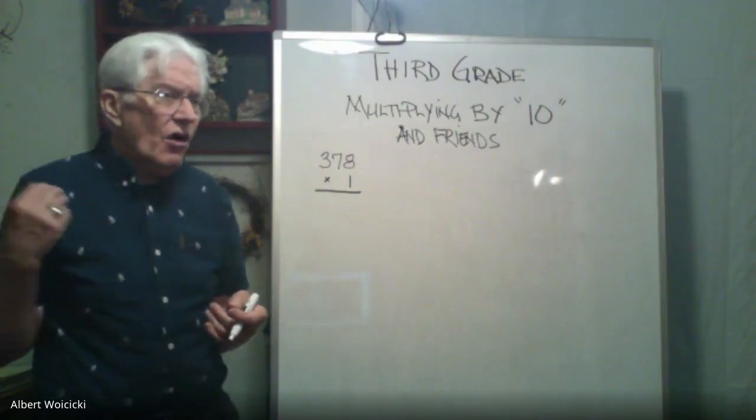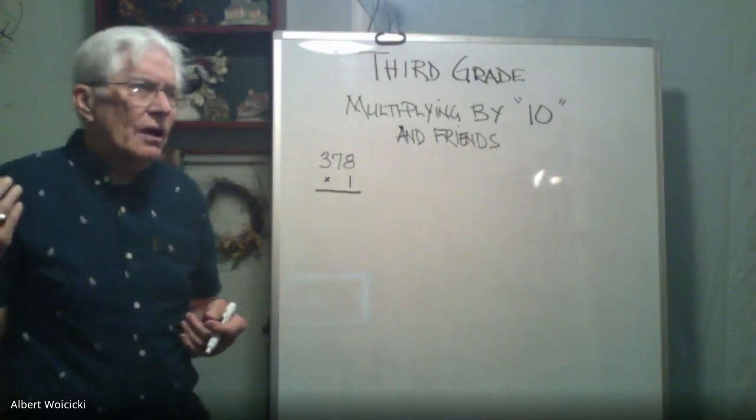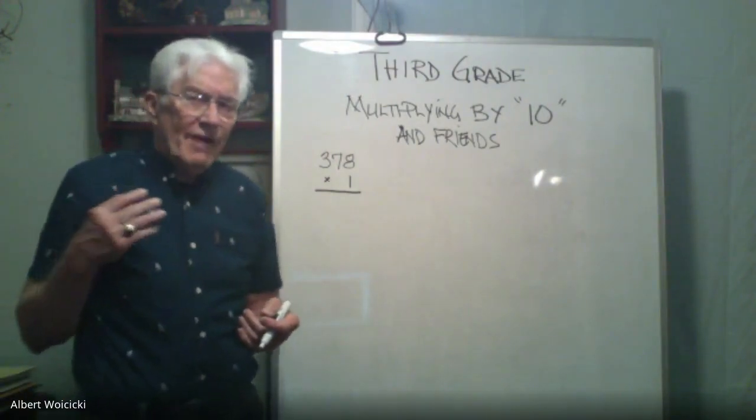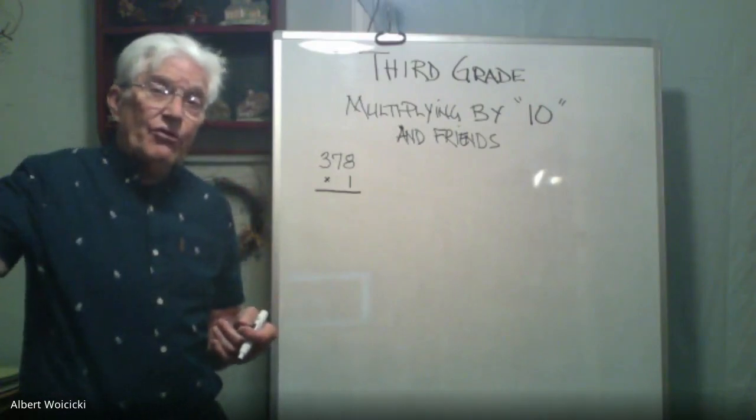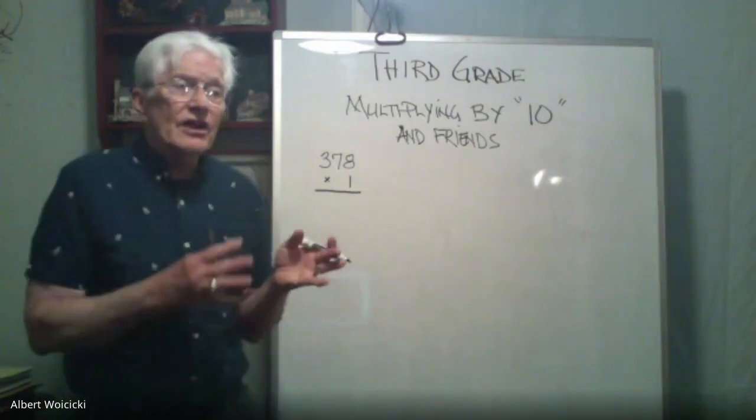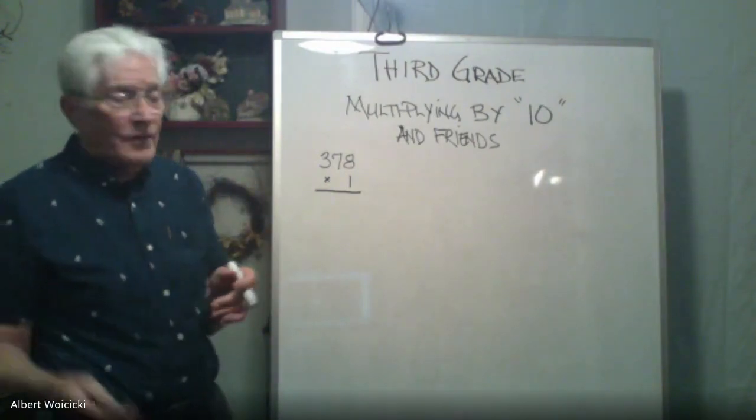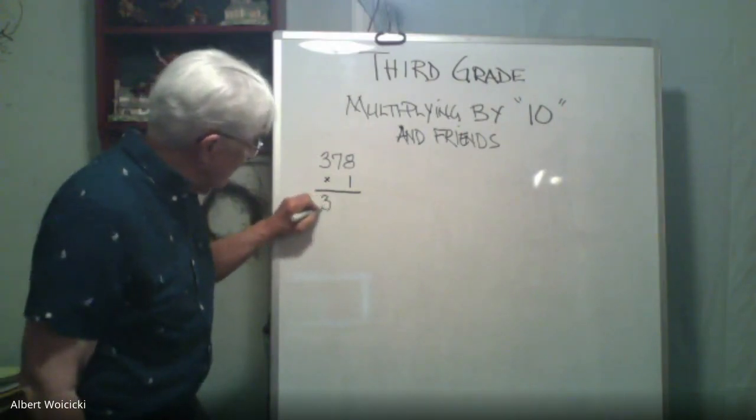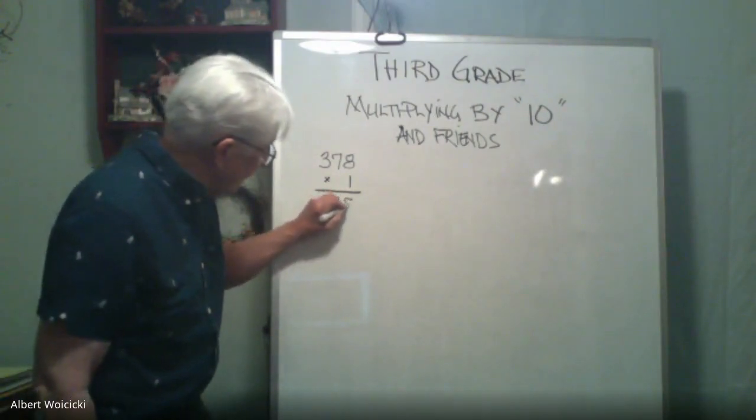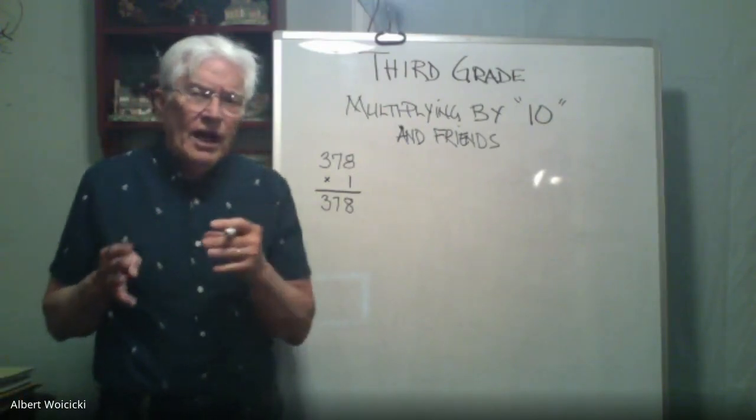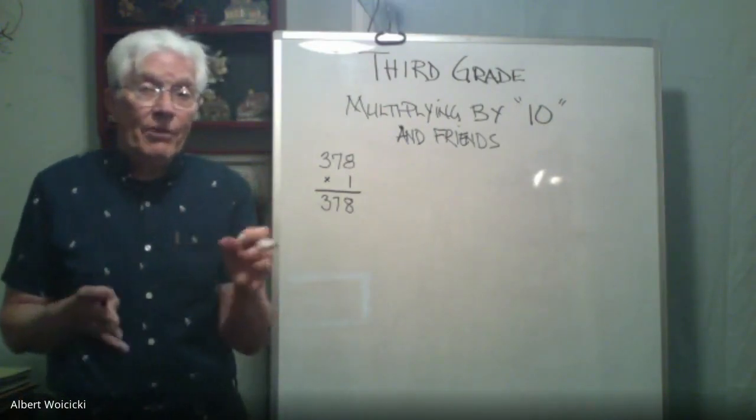This is called an identity. Identities in mathematics are important. Mathematics has identities as they go through their mathematics, things that are equal to other things. But here, this identity tells us that anything times 1 is itself. So we get 378.